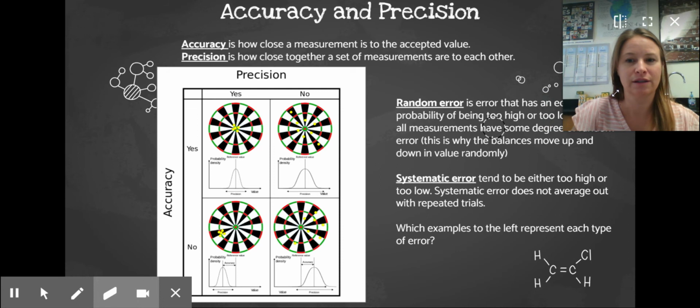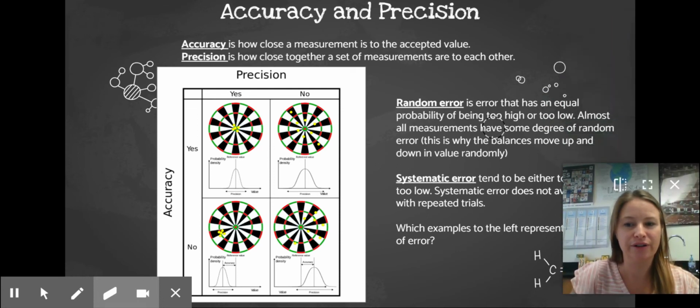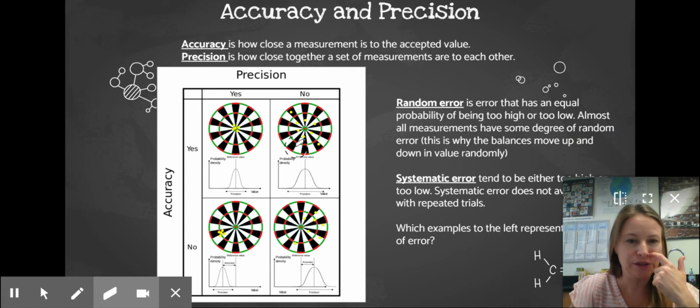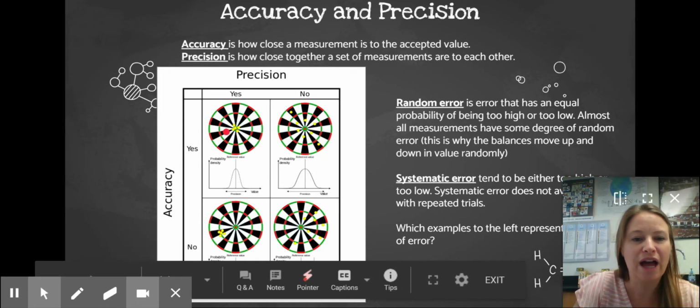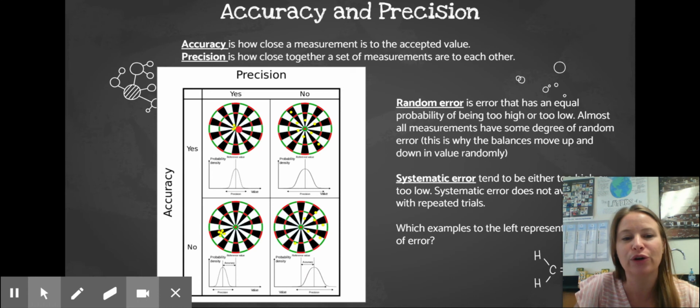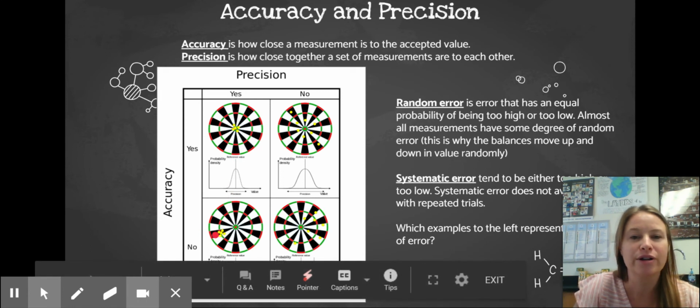And we have 4 scenarios here that show accuracy and precision. For this one right here, we have both accurate and precise data. If we hit the bullseye over and over again, all of our trials lie in this middle area, then we are both accurate and precise. Down here, if we are precise but not accurate, that means our numbers are close together, but they're not what they should be.